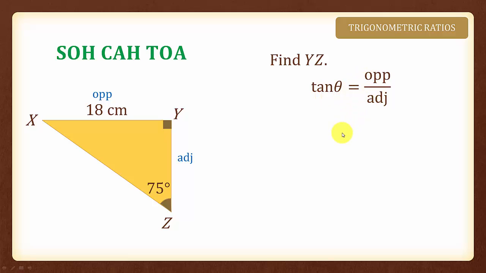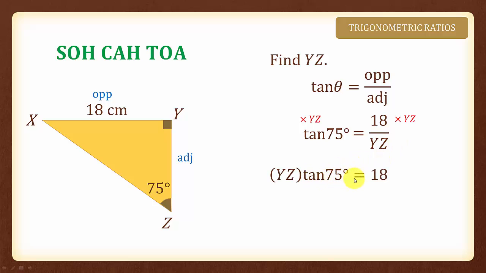Now let's substitute in the values. On the left hand side we will have tangent 75 degrees, and on the right hand side we will have 18 over YZ. To solve this equation, we need to multiply YZ on both sides, and we will have YZ tangent 75 degrees equals 18. To find YZ, we will divide both sides by tangent 75 degrees, and we will end up with YZ equals 4.82 centimeters, rounded off to 3 significant figures.